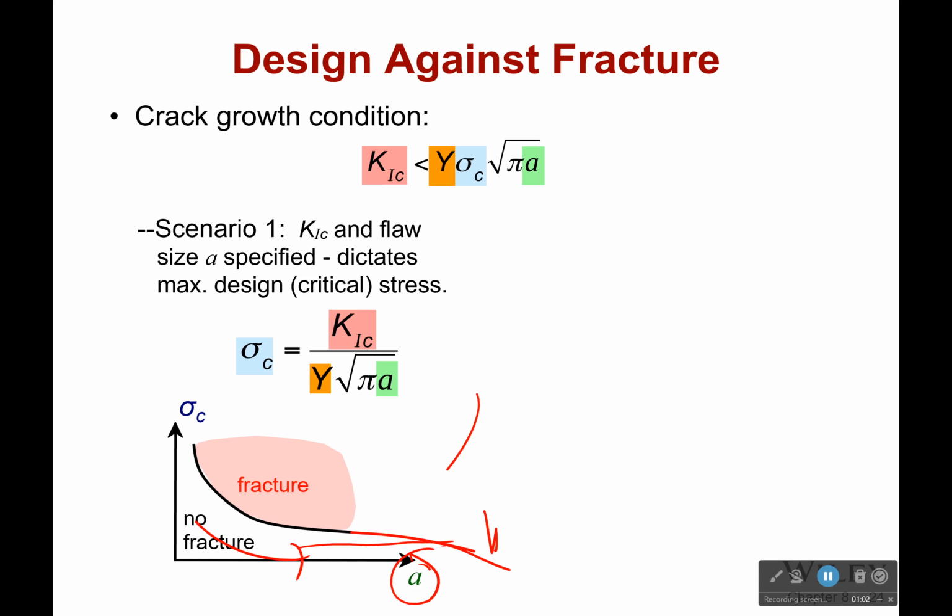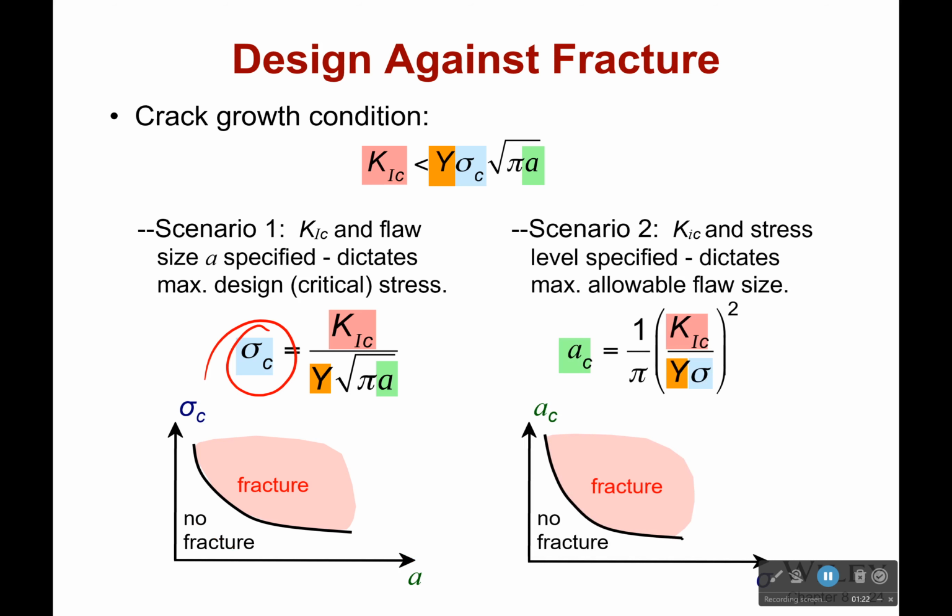So if we have material and we want it to be usable, we have to make sure that we are always below this critical stress. If we're not, everything's going to go wrong. Always below that critical stress.